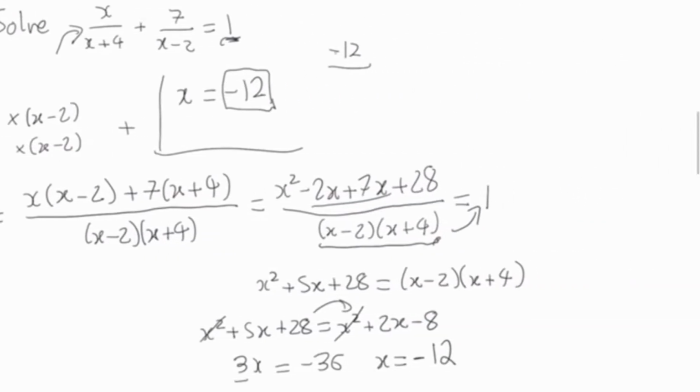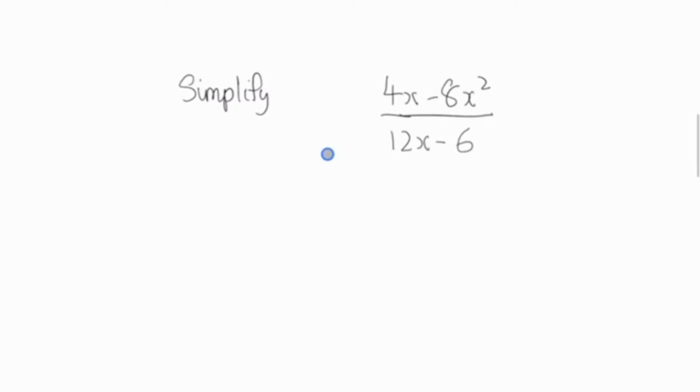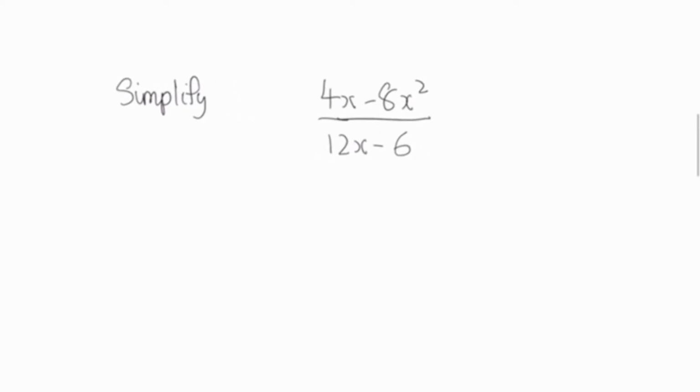Anyway, moving on from that, we have this one here. So this is a simplifying one. So we're told to simplify 4x minus 8x squared over 12x minus 6. So what you want to do in these ones is you want to get common factors on the top and bottom that you can then divide by, so you can cancel them out.